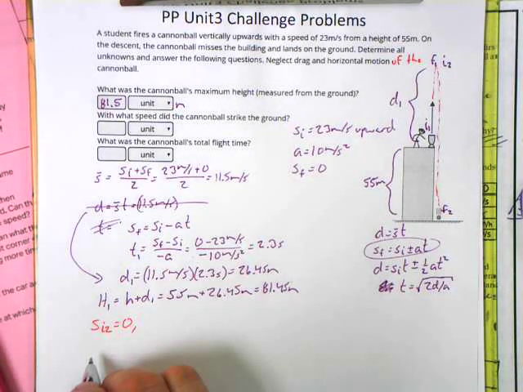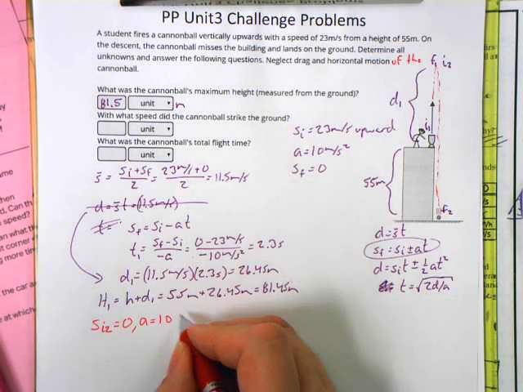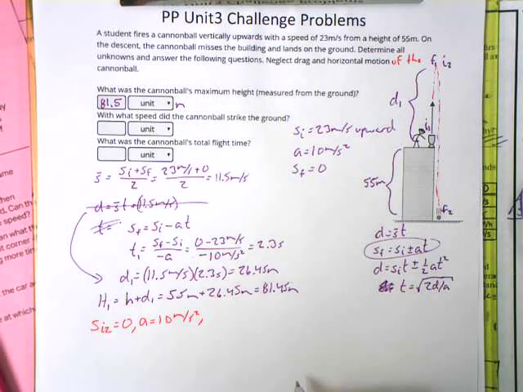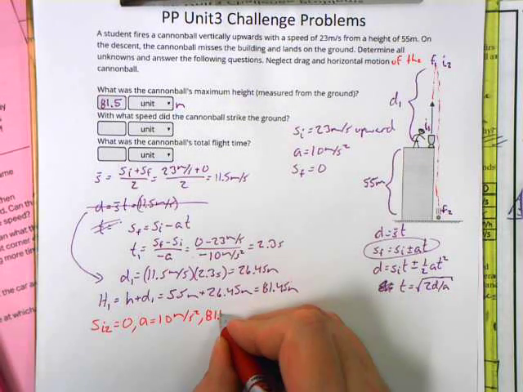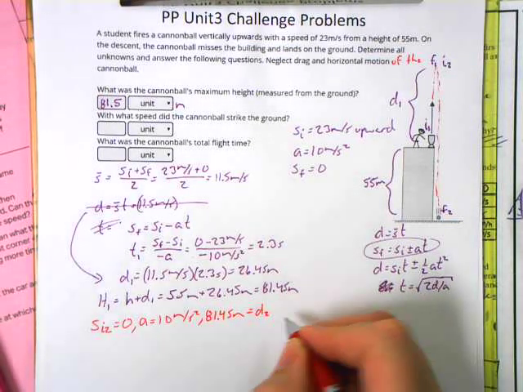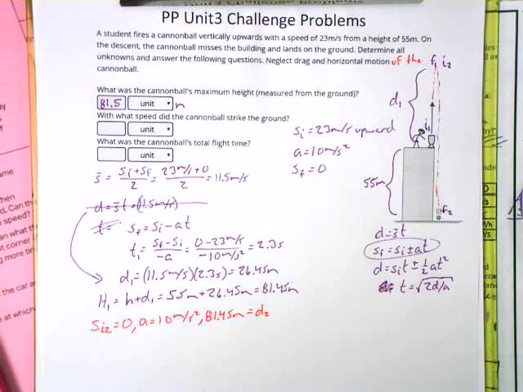The acceleration is still equal to 10 meters per second squared. The distance traveled, we just figured that out a second ago, is 81.45 meters. Oh, that's distance 2. Acceleration is the same in 1 and 2, so I'm not going to put a subscript on that. Here's our 3 variables. Now we can find the other stuff.